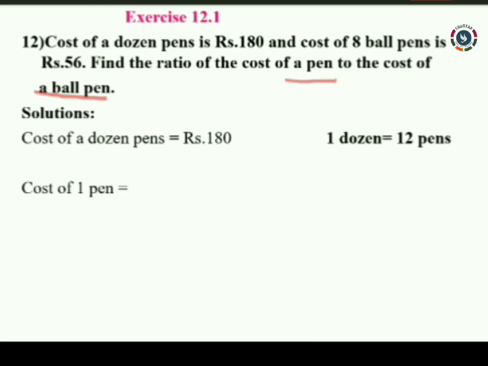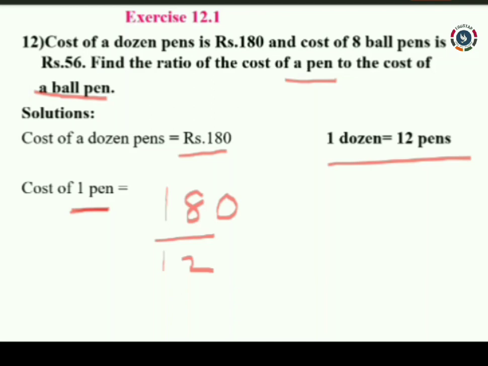The cost of 1 dozen pens is rupees 180. Already you know, right? 1 dozen is equal to 12 items. So 1 dozen pens is equal to 12 pens. Now we are going to find the cost of 1 pen, right? Here you are having pen, so you have to write pen as denominator. 1 dozen means how many pens? 12 pens, right? So 12 pens cost is 180 rupees.